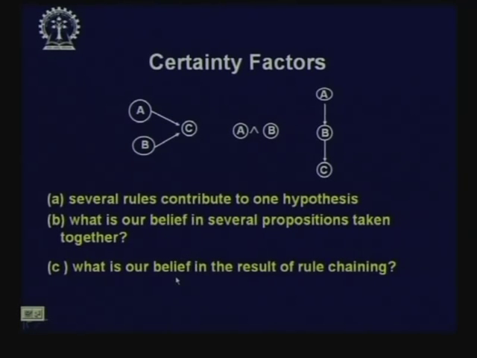The third case that can occur is what is our belief in the result of rule chaining, which I was showing a few moments back. There is a rule, A implies B, with some uncertainty, maybe in A, in this fact itself, or in the implication itself. So, there is some uncertainty here, and there is some uncertainty here. So, when I chain them together, what would be the certainty in this result C? Obviously, that will be even weaker, but how do we compute that? Because ultimately, we want to find some sort of a computable value. So, these are some typical cases which we will have to deal with.